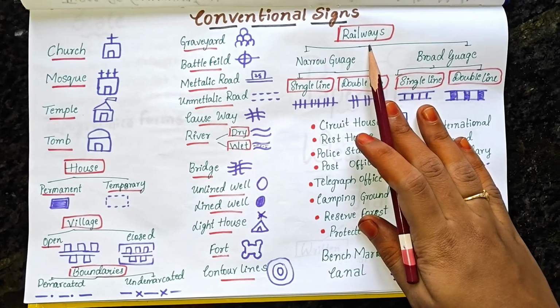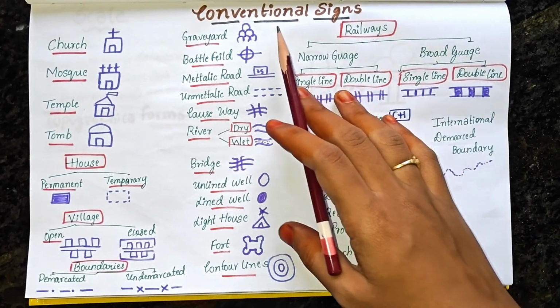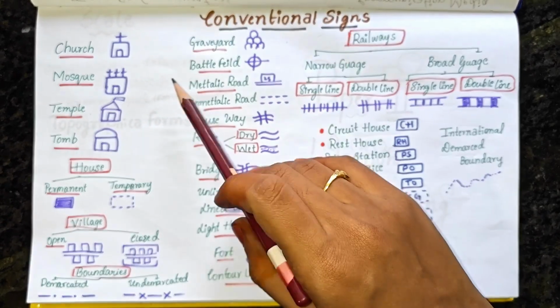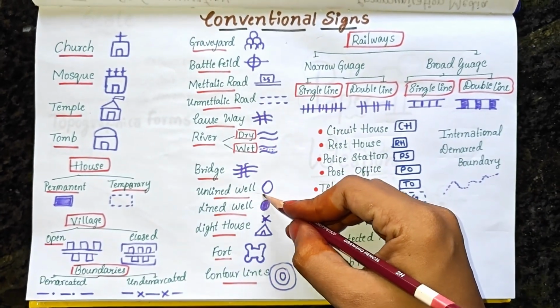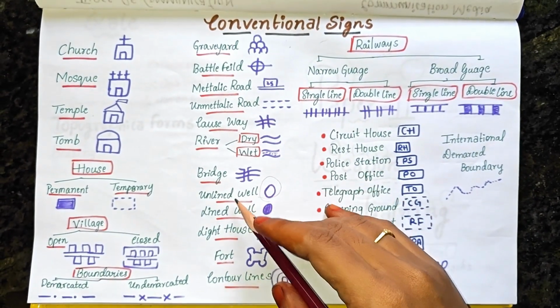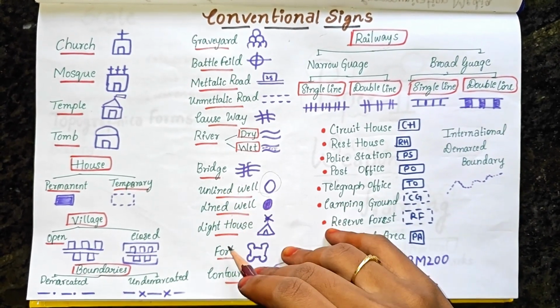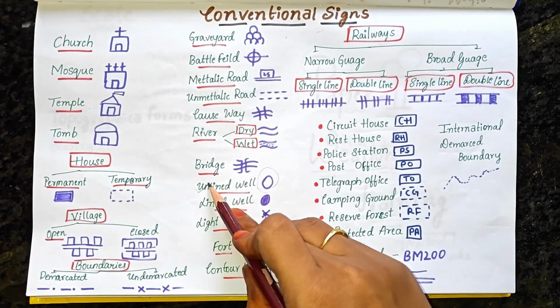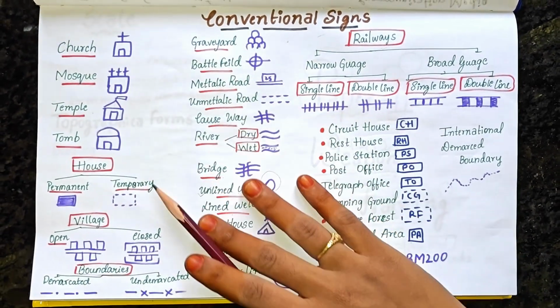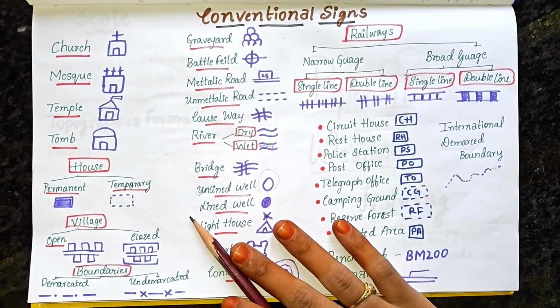So here is one of the important topics of map reading, that is the conventional signs. You will be given a sign like this, with four options: lined well, unlined well, bridge and lighthouse. You have to tick the option unlined well. So let's see what some of the important conventional signs are.